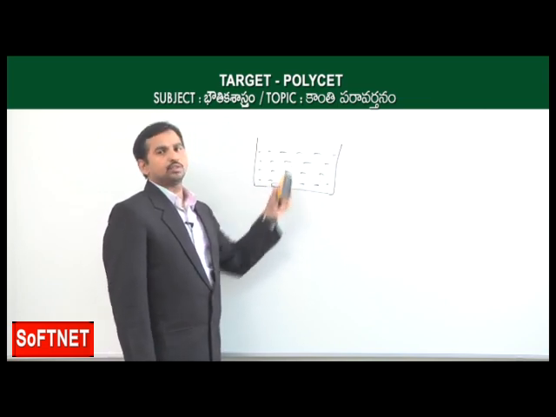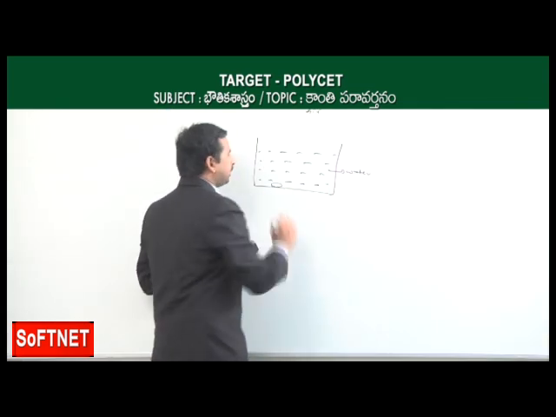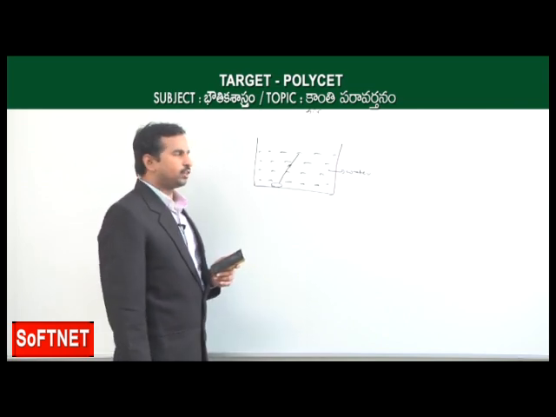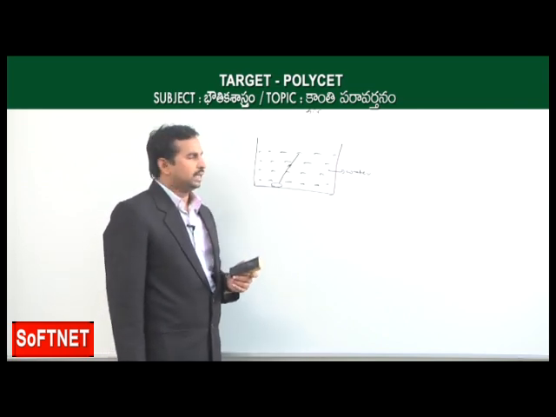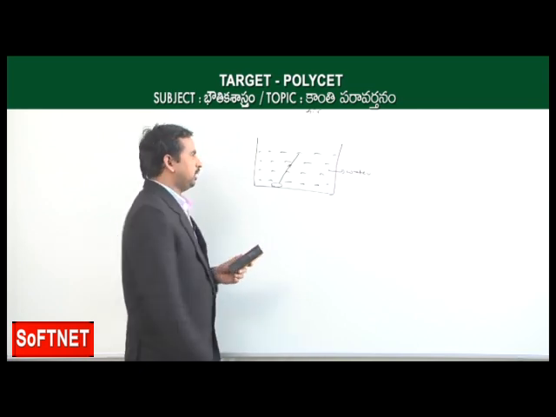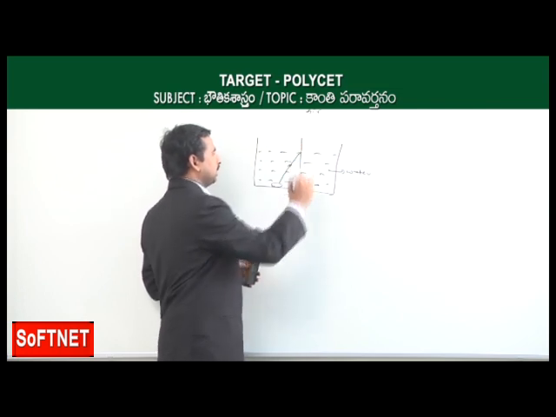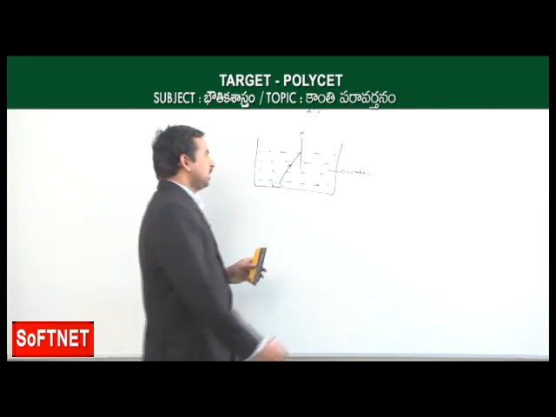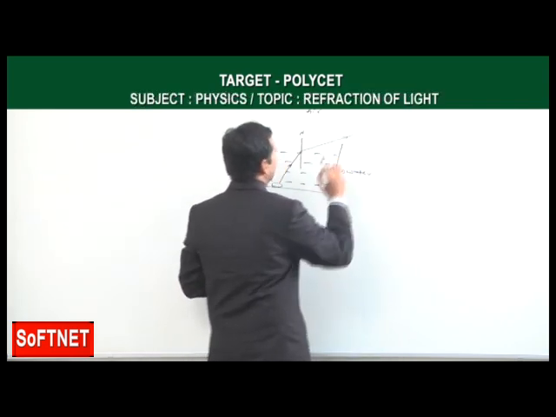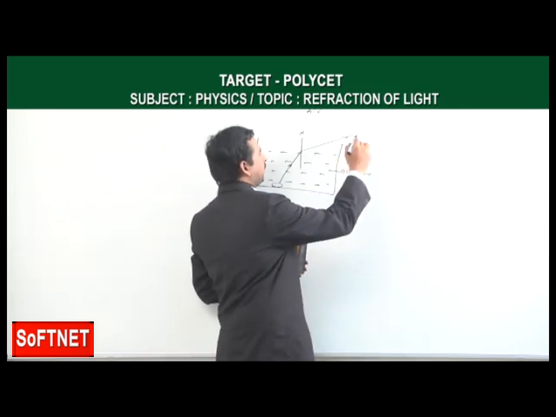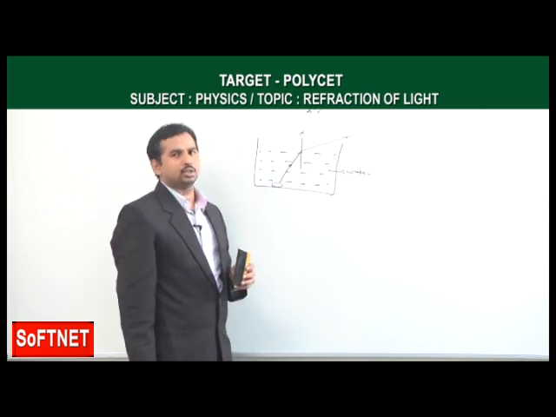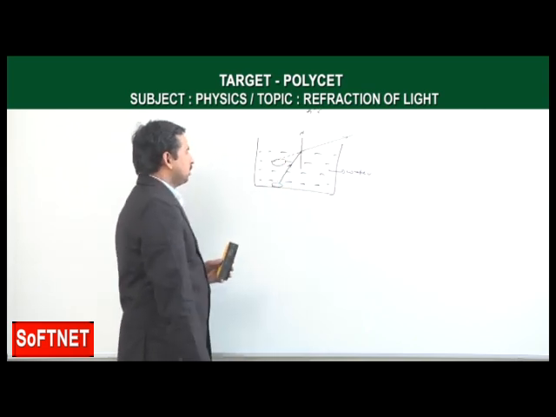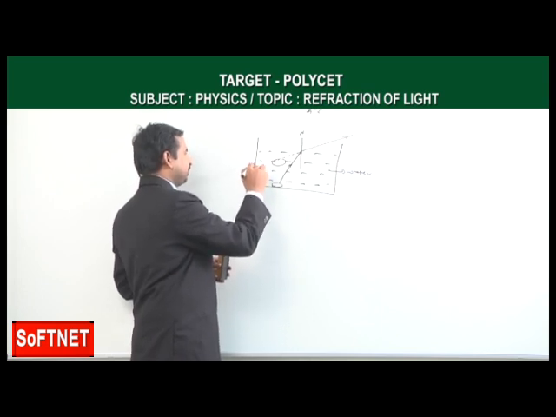When you see the coin from the outside, from air, the light rays coming from the coin are coming from the denser medium. According to our refraction effect, the light rays coming from denser to rarer medium bend away from the normal. Like this, if this is the normal for this surface, light rays are coming from water, which is a denser medium, and the light ray bends away from the normal. So when you observe these light rays, they appear to be coming along a straight line, like this. The coin appears to be raised.